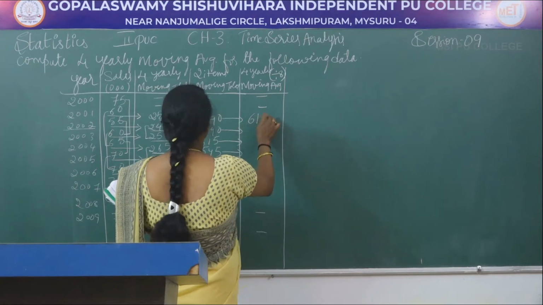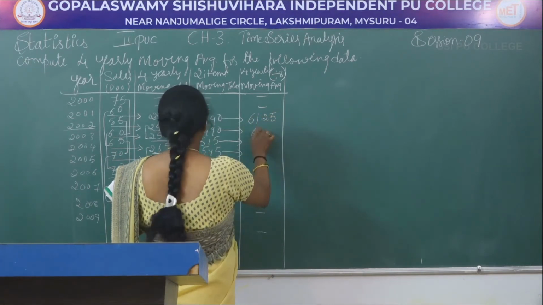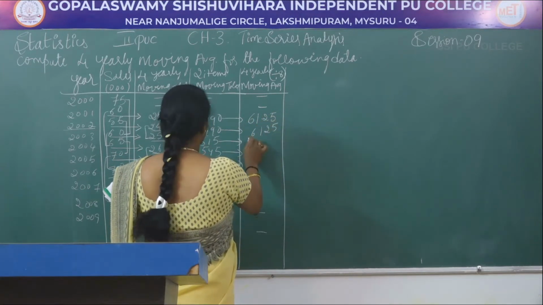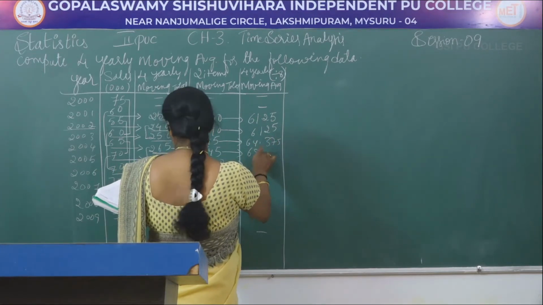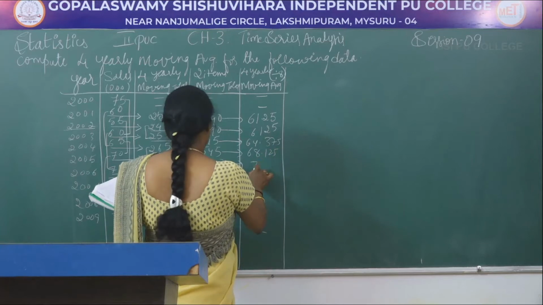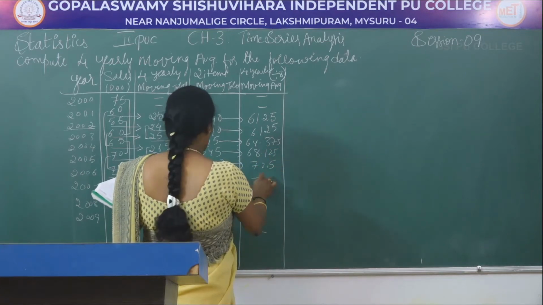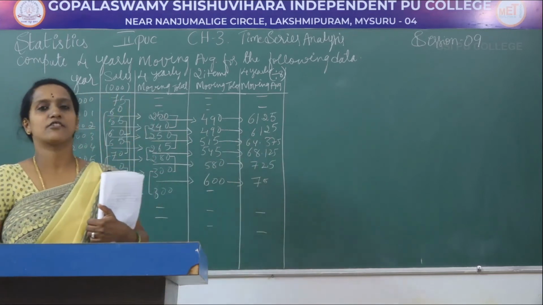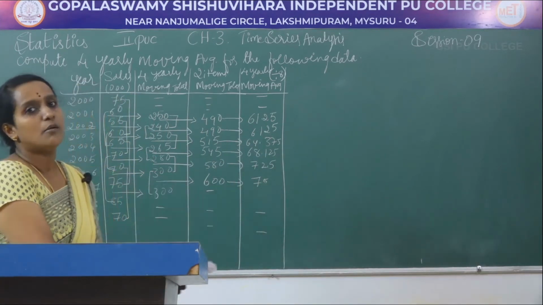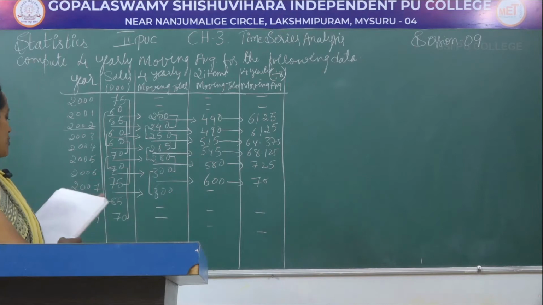So I am writing the trend values now: 61.25, 64.375, 68.125, 72.5 and 75. Okay, this is how we have calculated the 4-year moving average.